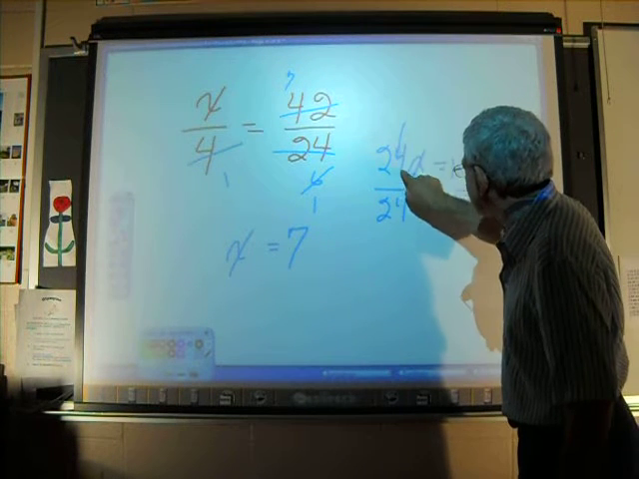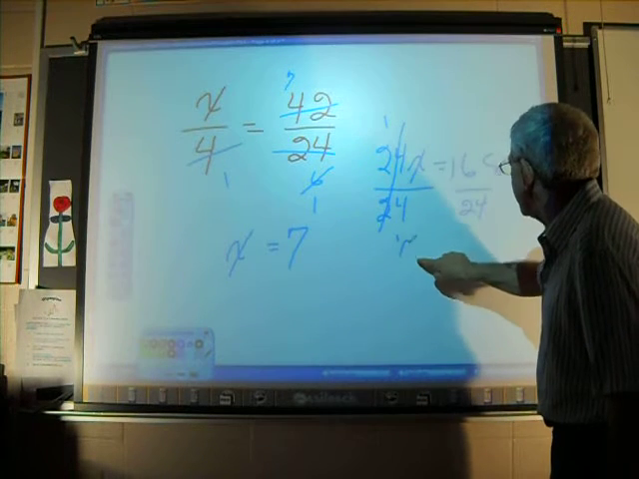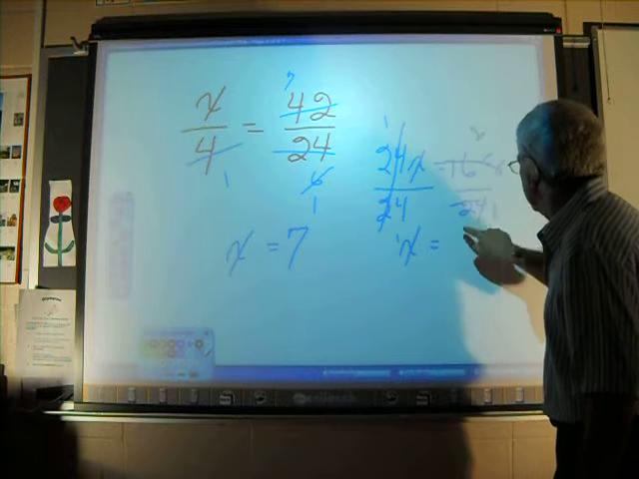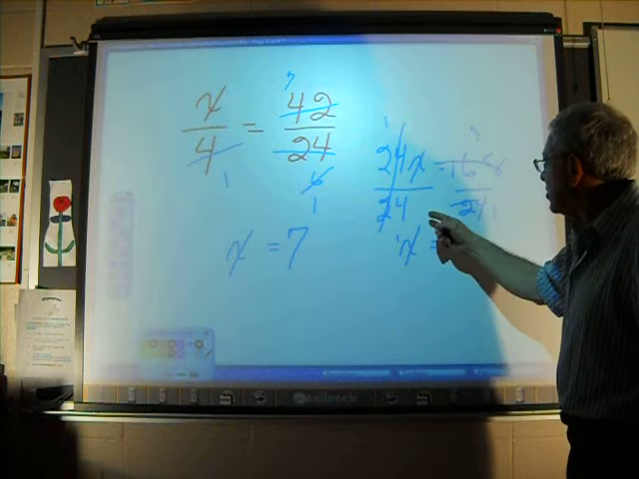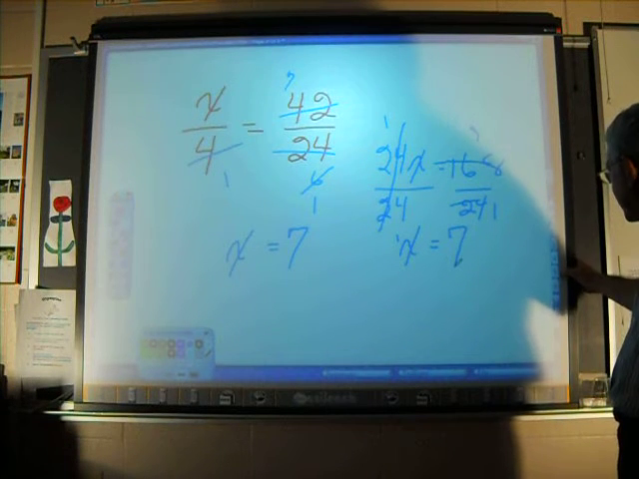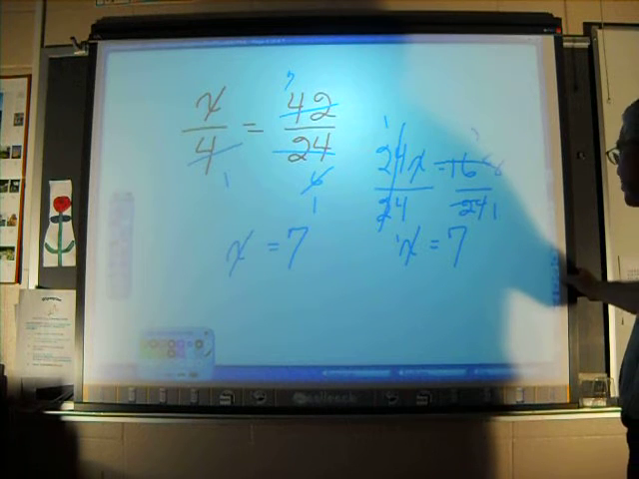Here I can reduce these 24s like this, or I could, so I get x is equal to 7. But I can go across the bottom first, and then I can do the top after. Doesn't really make any difference. Now, here's another example for us here.